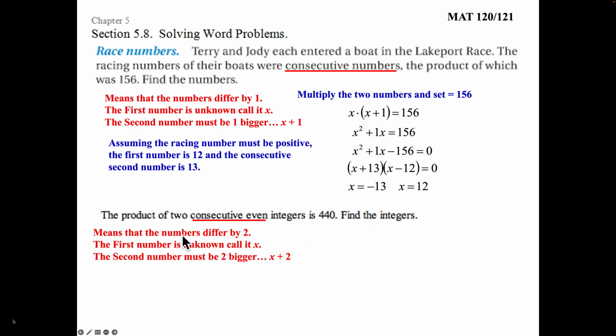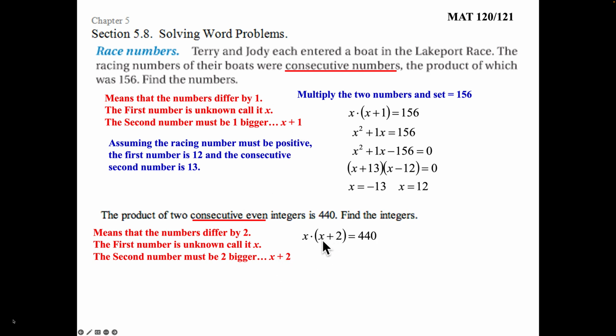So now the first number is x, but because you're even, or even if it's odd, it still differs by 2. So the second number is going to be x plus 2, not the x plus 1 up here. Even and odd will be a plus 2. No even or odd, they're consecutive, you add a 1.